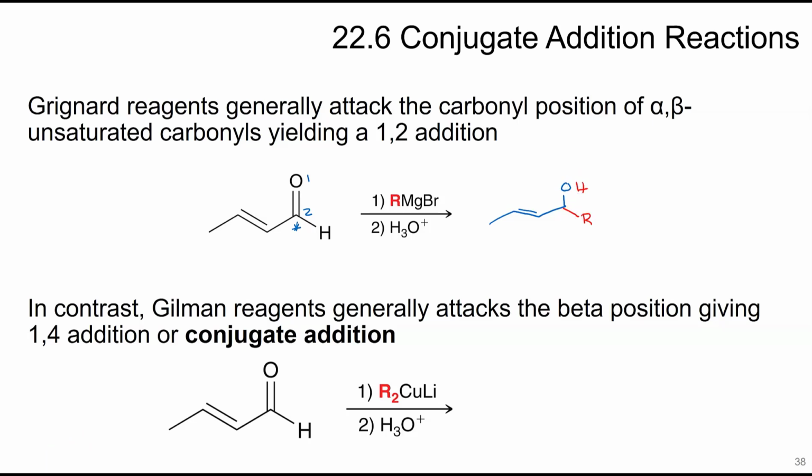If you use a Gilman reagent, that is going to attack the 4 position. So 1, 2, 3, 4, and do a 1,4 addition or a conjugate addition. So it's adding to the conjugated position there. We only add one R group. And you lose the double bond in the process. And we'll see why here.